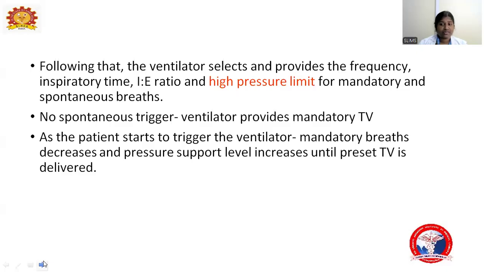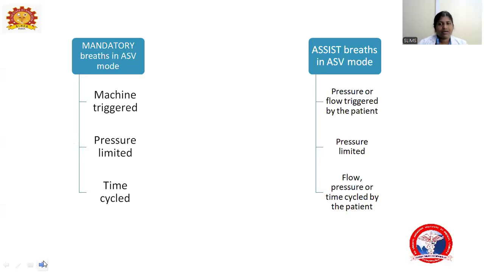As the patient starts to trigger the ventilator, mandatory breaths decrease and the pressure support level increases until the preset tidal volume is achieved. So these are the mandatory breaths in ASV, used if the patient is not taking breaths. Those mandatory breaths are machine triggered, pressure limited and time cycled. And assist breaths will be flow triggered by the patient, pressure limited, and flow, pressure or time cycled by the patient.